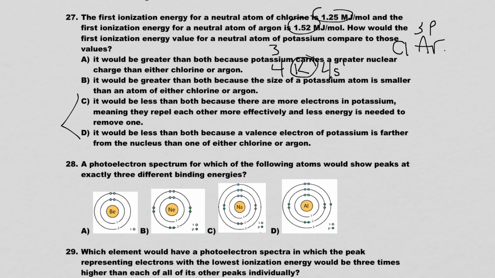So let's look at those. We know it's not going to be greater. So if we look at C, it would be less than because there are more electrons in potassium, meaning they repel each other more effectively and less energy is needed to remove one. Okay, when you're comparing three different things like this, it's not going to be about electron-electron repulsion. So it can't be C. Let's make sure D is correct. It would be less than both because the valence electron of potassium is farther from the nucleus. Yes, there we go.